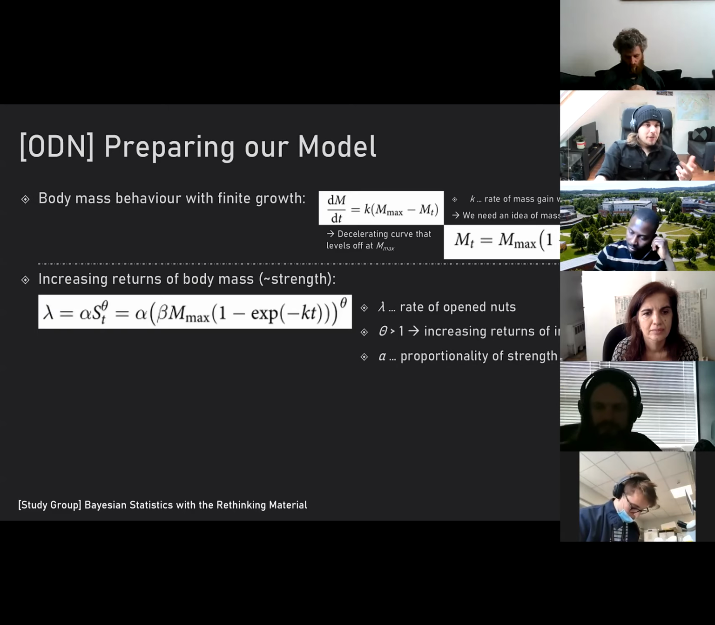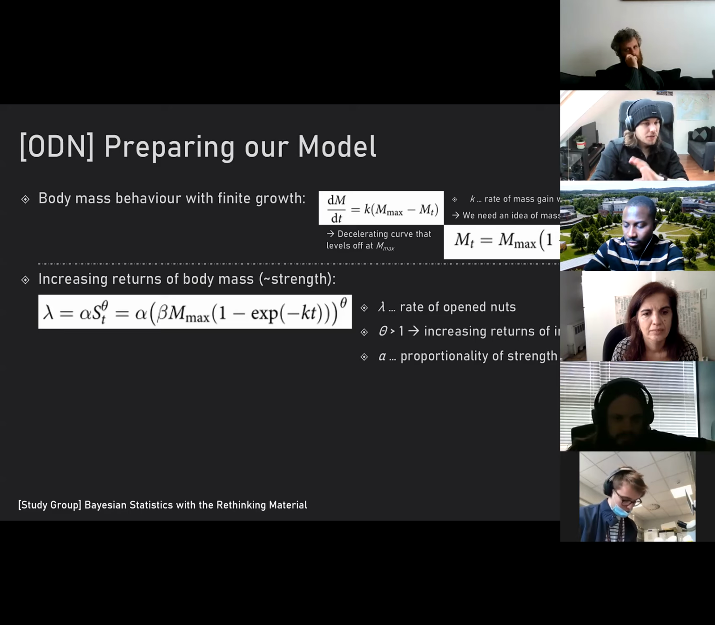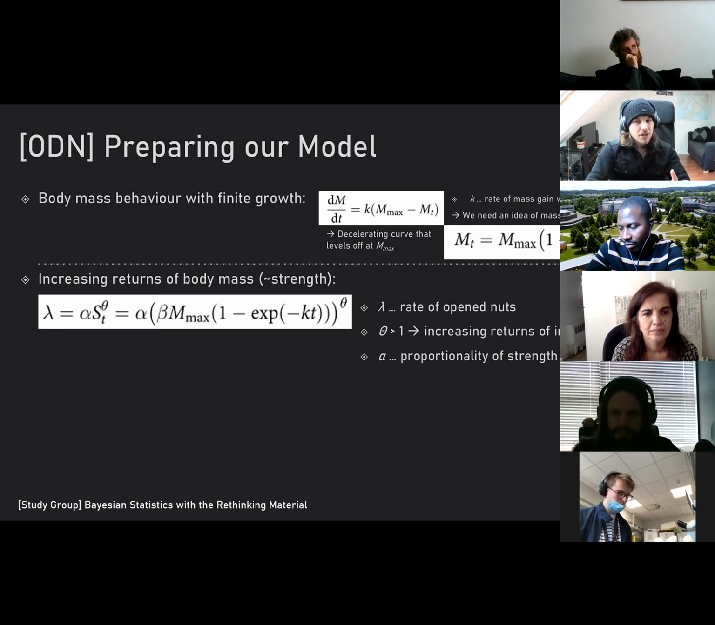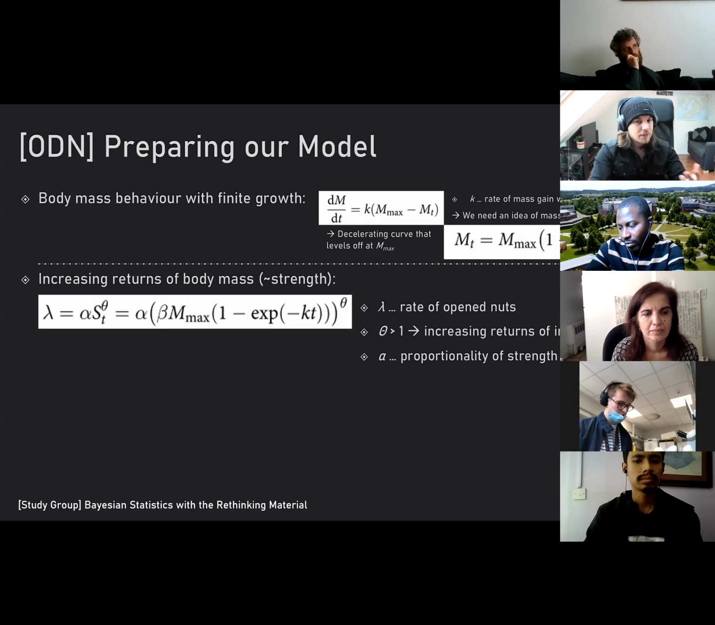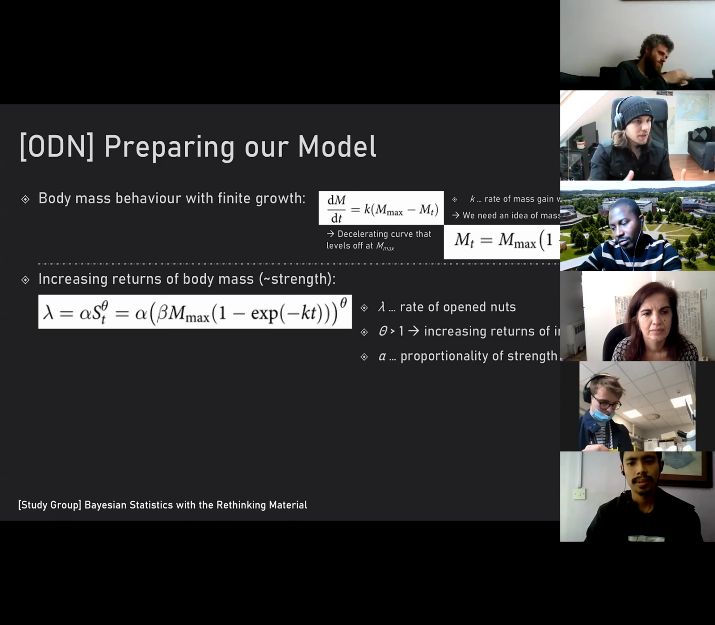So this is the formula we're running with here. Lambda is just the rate of the opened nuts. Theta has to be greater than 1, as we know. So theta is just the exponent that gives us some understanding of the increasing returns of the increase in body mass onto strength. And alpha right here in this model is just the proportionality of strength to the nut opening. So how much of an impact does strength have onto your chances of opening nuts?